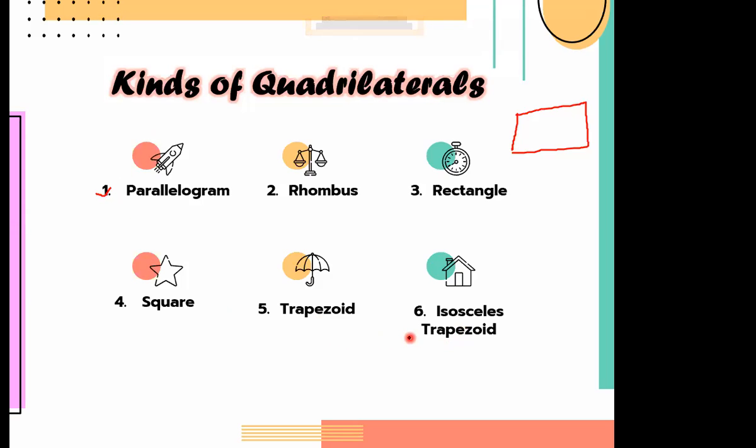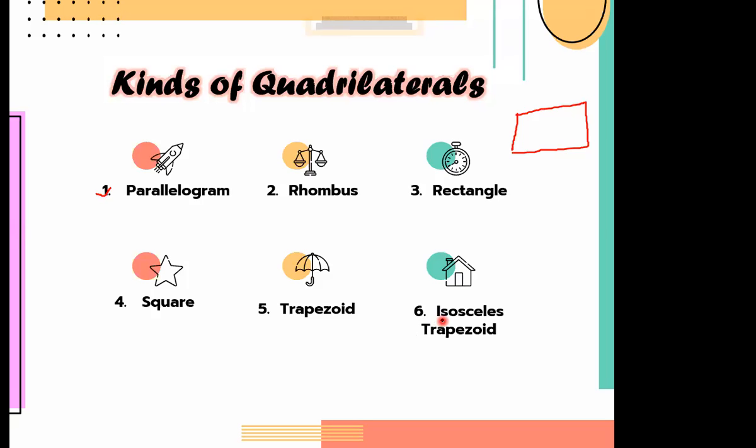As you know, a quadrilateral is a figure that is bounded by four straight lines, irrespective of the shape. If you have any shape that contains four lines bounded with each other, that shape will be called a quadrilateral. Now there are different kinds of quadrilaterals. Number one is parallelogram, number two is rhombus, number three is rectangle, number four is square, number five is trapezoid, and number six is isosceles trapezoid. You should learn their names.